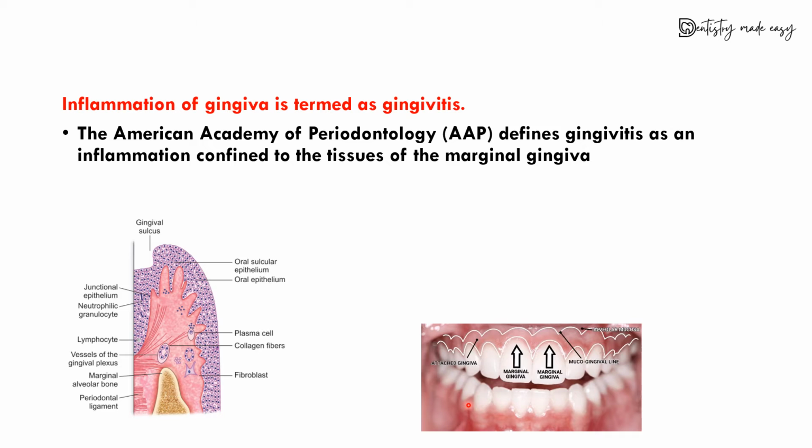Now over here, this is the macroscopic picture of normal gingiva. You have these three parts: the marginal gingiva, which, as the name says, is the gingiva present at the margin of your tooth, then you have attached gingiva and interdental gingiva. So according to AAP, gingivitis is when the inflammation is confined to this marginal gingiva only. Whereas if it is progressing towards the attached gingiva, that means it has progressed into periodontitis, and it is no longer just gingivitis.